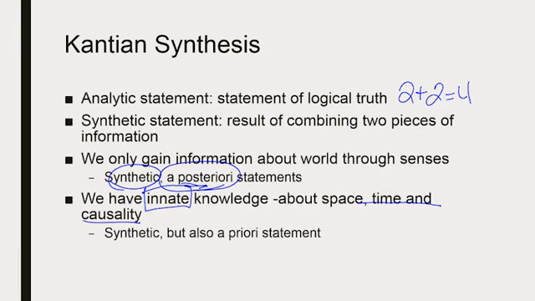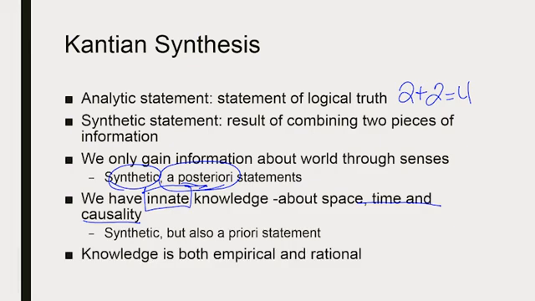Because when I make statements about spatial relationships, causal relationships, or chronological relationships, I am making an a priori statement, even though it's also synthetic. So Kant says knowledge is both empirical and rational. Hence the word synthesis.